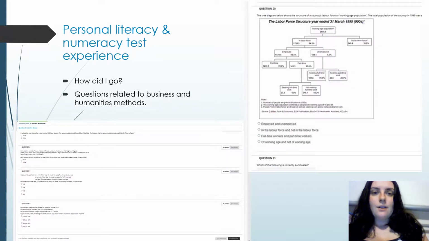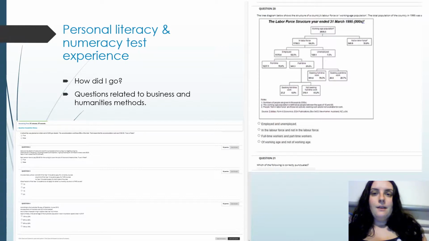So, how did I actually go? As you can see in these examples above and on the side, I didn't do very well, but I did notice there were a lot of questions that are relevant to business and humanities methods teachings that also reflect the basics of how to build and create more skills and knowledge around literacy and numeracy.